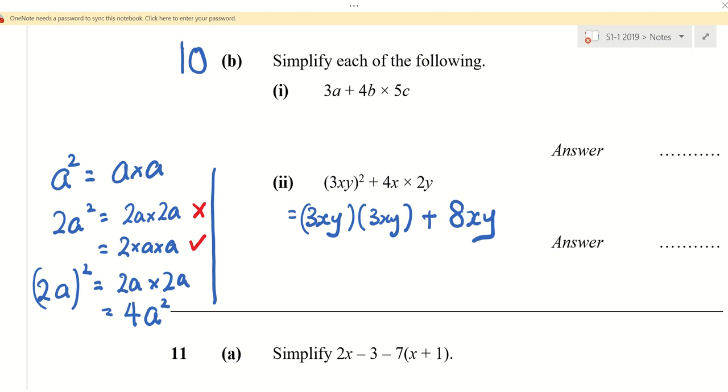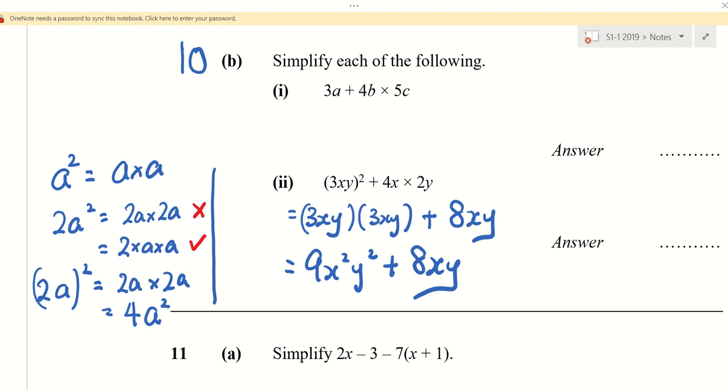Now, next one, what happens when I have 3xy times 3xy? 9xy? Wrong. 9x y square? 9x square y square. Do you follow? If I write this, do you understand why? Idris, can you stand at the other table? Now, why is it x squared? Simple. X times x will give you x squared.